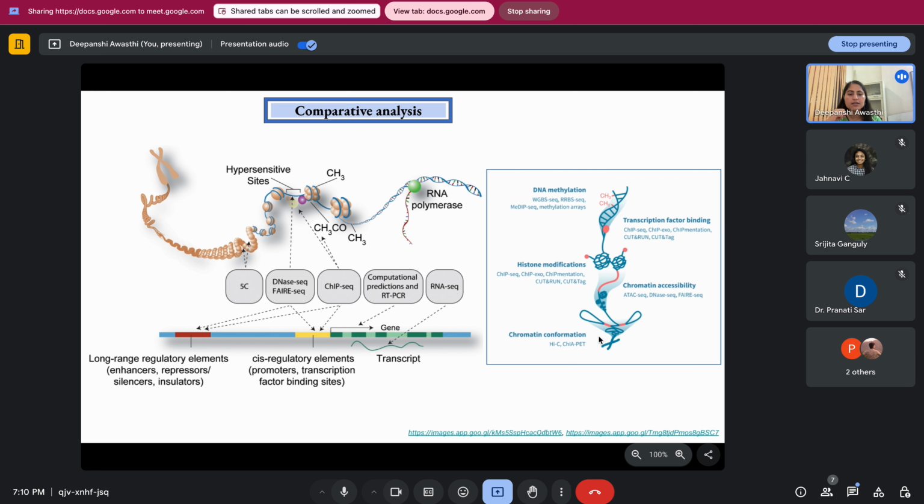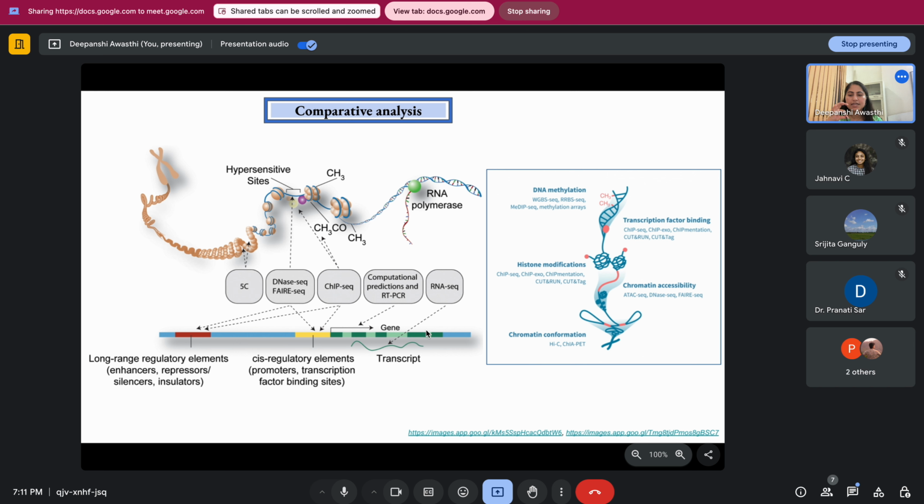Then chromatin conformation. If you want to look at the conformation of chromatin, which genes are lying close to one another, which are far away in the three-dimensional structure, for that you can go for Hi-C. And then there is another technique, which is ChIA-PET. So we won't go deep into these techniques, but this is an overview that these kinds of analysis can be done with these techniques.